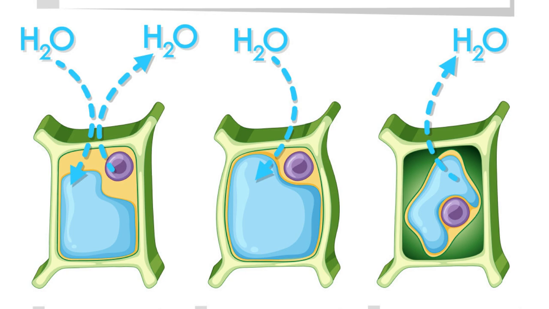So this is what happens to guard cells when they open and close stomata, or when the plant will take in water from its root hair cells. It allows the plant to be structurally sound, to be stable, basically, when it grows higher.